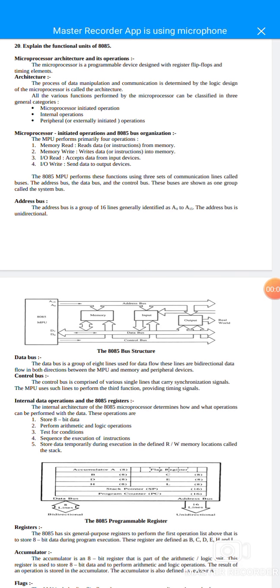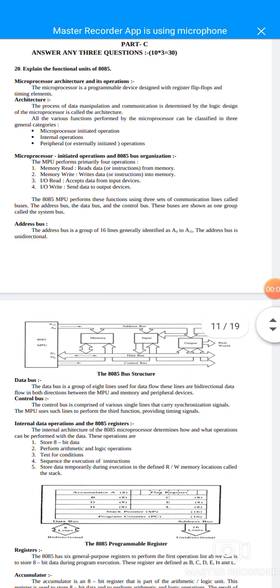Part C. Answer any 3 questions. 20th question. Explain the functional units of 8085 microprocessor architecture and its operations.